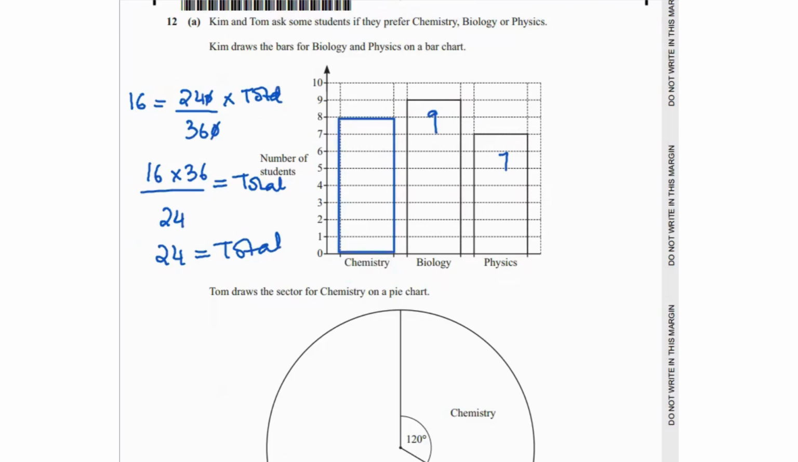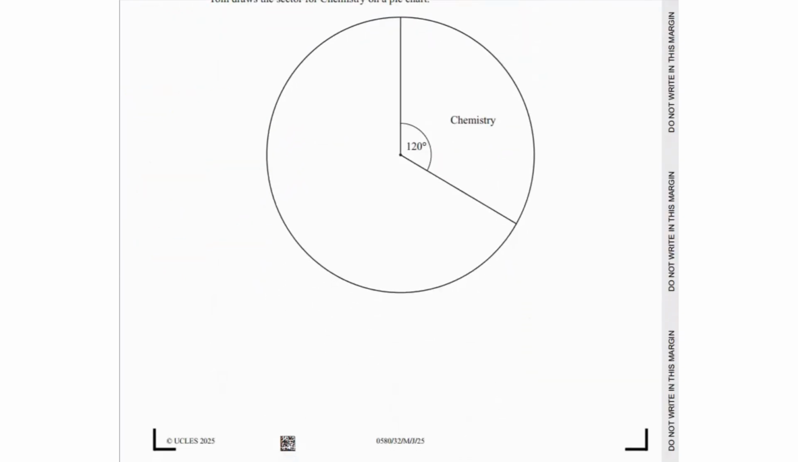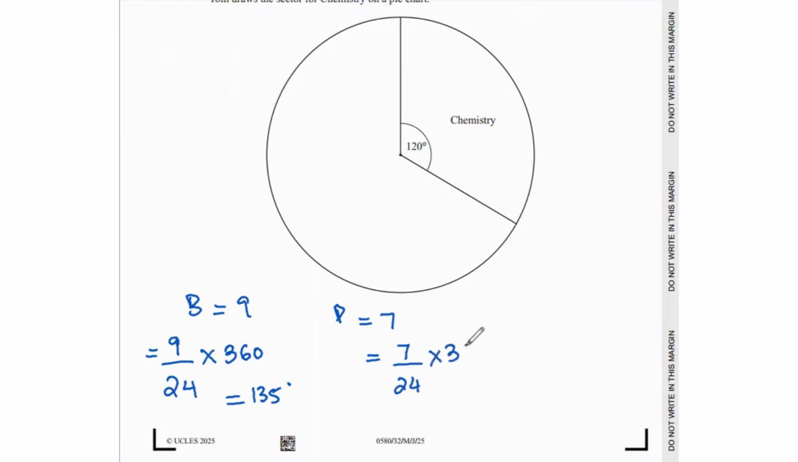Now for the pie chart, biology was 9 and physics is 7. To find the angle, we can multiply the fraction for biology, which is 9 out of 24, with 360. That will give us the angle for biology students. 9 times 360 divided by 24, that's 135 degrees. And then for the physics students, we can do 7 out of 24 times 360.